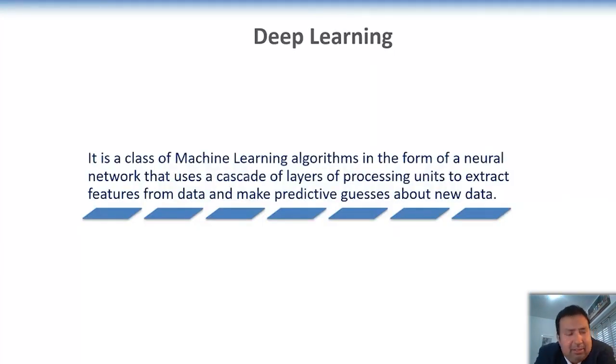Deep learning. I just wanted to touch on deep learning more. I will not go through it in detail. Deep learning is a class of machine learning algorithm, in the form of a neural network, that uses a cascade of layers of processing units to extract features from data and make predictive guesses about new data. It's like how your brain works, right? That is what it's all about. It goes deeper and sees the data in different layers. It analyzes it, processes it, and helps to make predictive guesses.